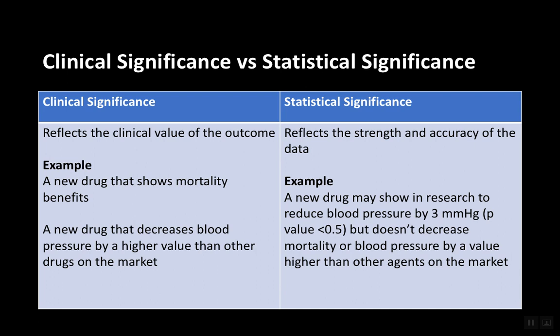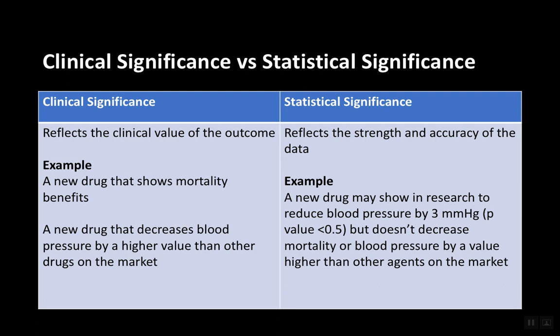Clinical significance versus statistical significance. And it's very important that you distinguish between these two things because you're going to come across this all the time. Now, clinical significance reflects the clinical value of the outcome. Okay? So how valuable is it? Like your results show this, but how is it going to impact clinical practice? And if it causes a significant impact, we could say that it has clinical significance, right? Or we could say that the results are clinically significant.